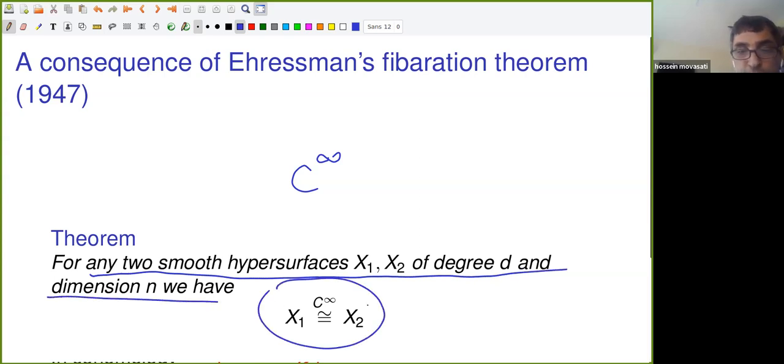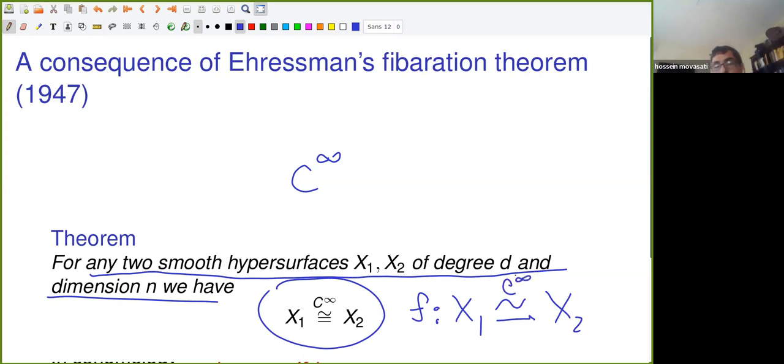So there will be a C infinity isomorphism between X1 and X2. And of course, this is not algebraic, not holomorphic. So this distinguishes between the topological context and the algebraic and the complex context. And actually this is the beginning of Picard-Lefschetz theory.